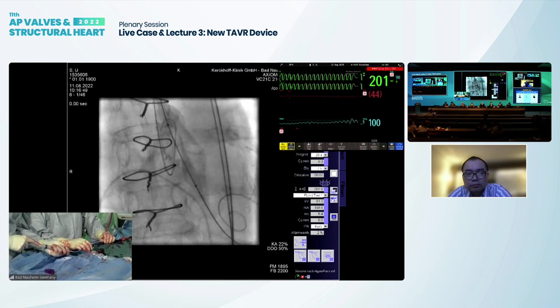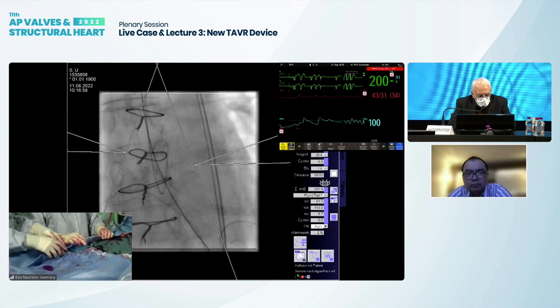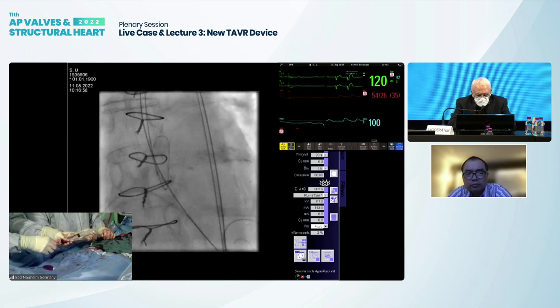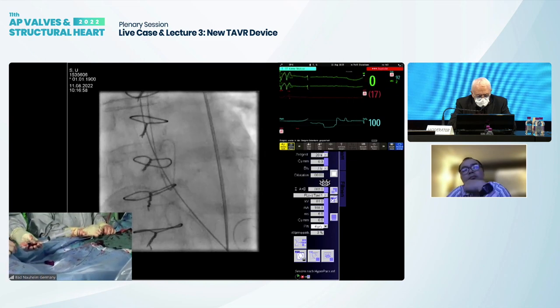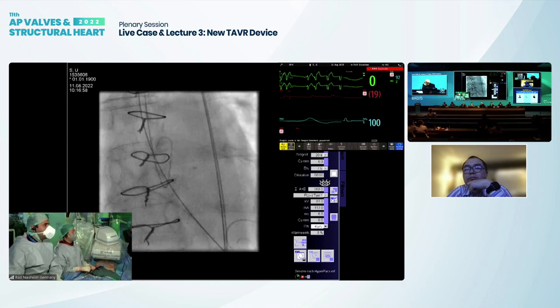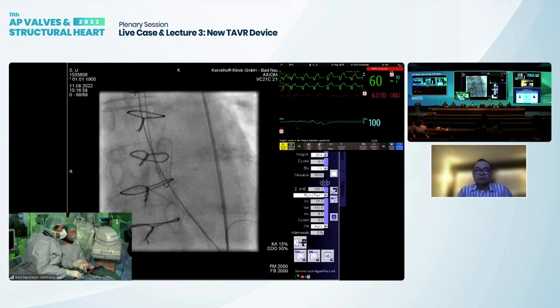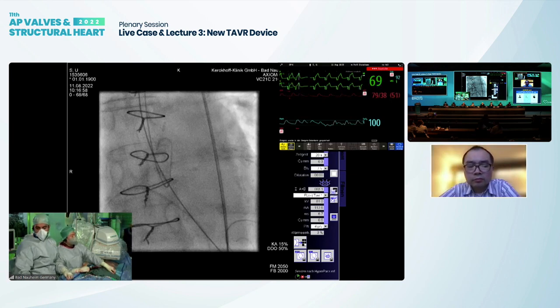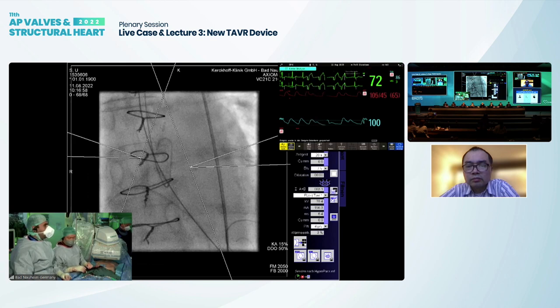Okay. So, for the Acurate, is the balloon predilatation mandatory, or is it case by case? You can see on the monitor that the patient had asystole, and this is probably due to his pre-existing right bundle branch block. This is why we will keep the temporary pacemaker. So, even though we use the Acurate, there is of course an increased risk of conduction disturbances.